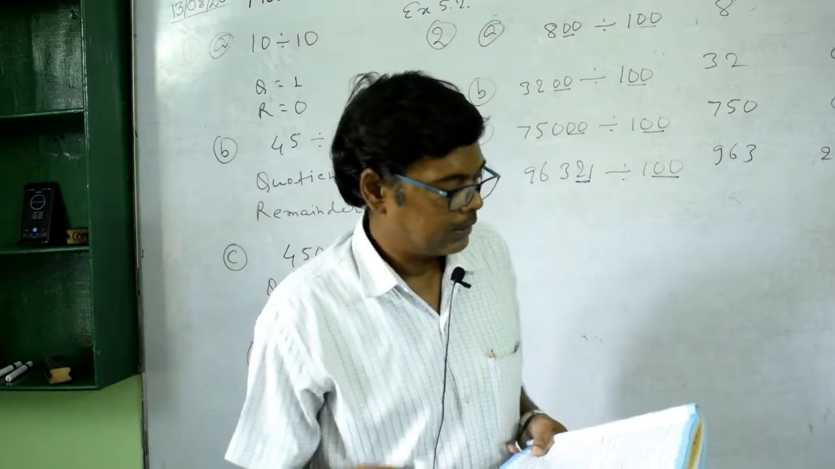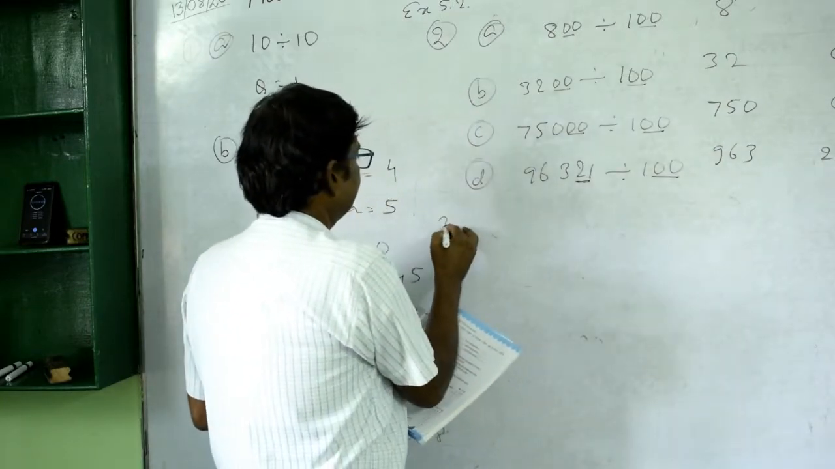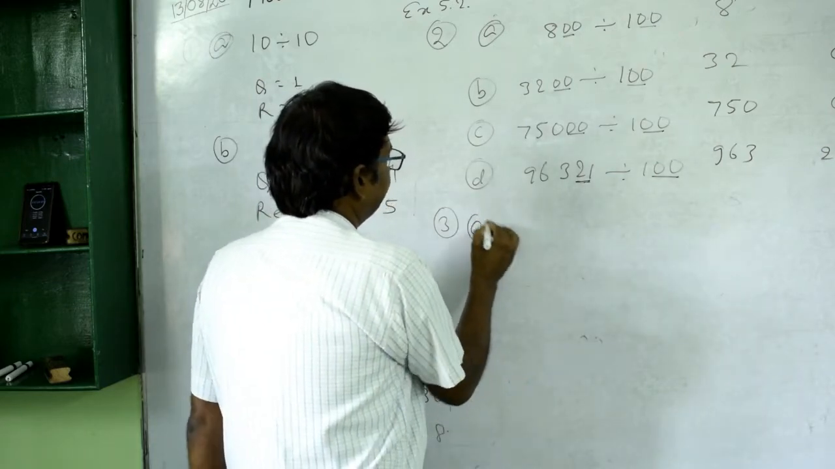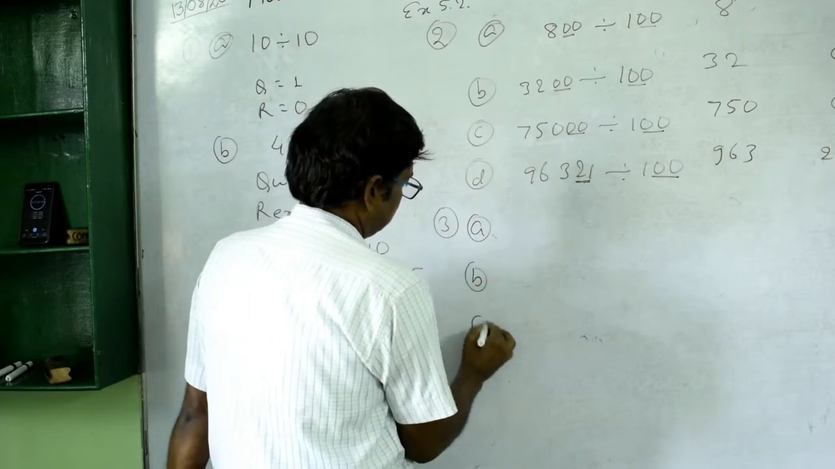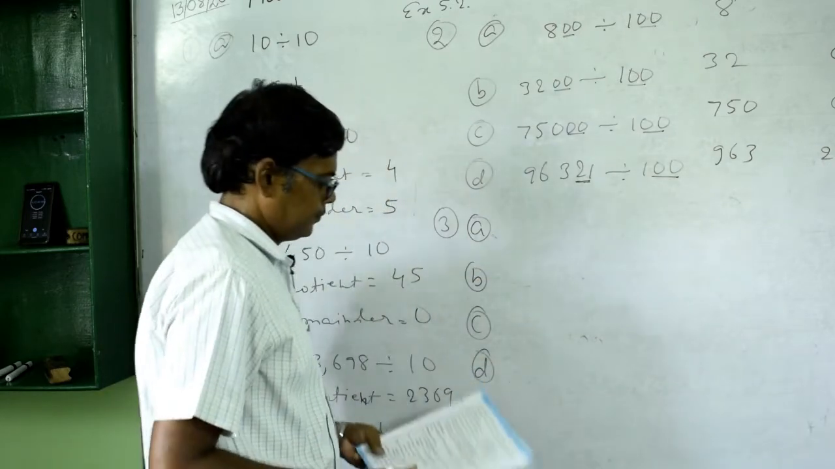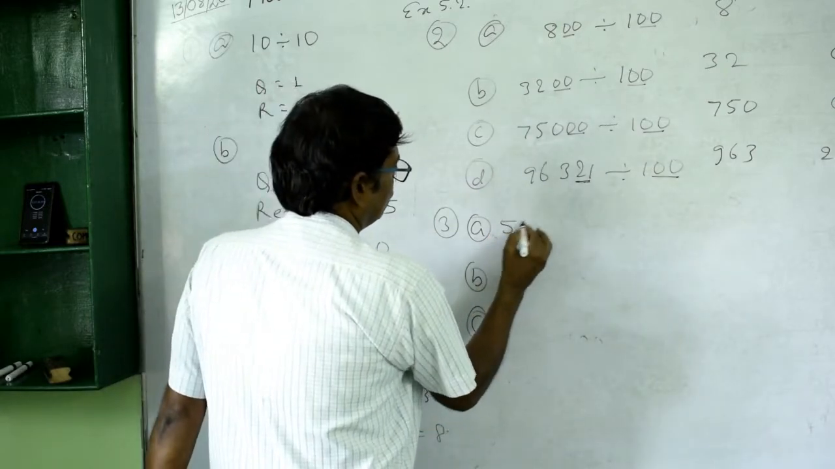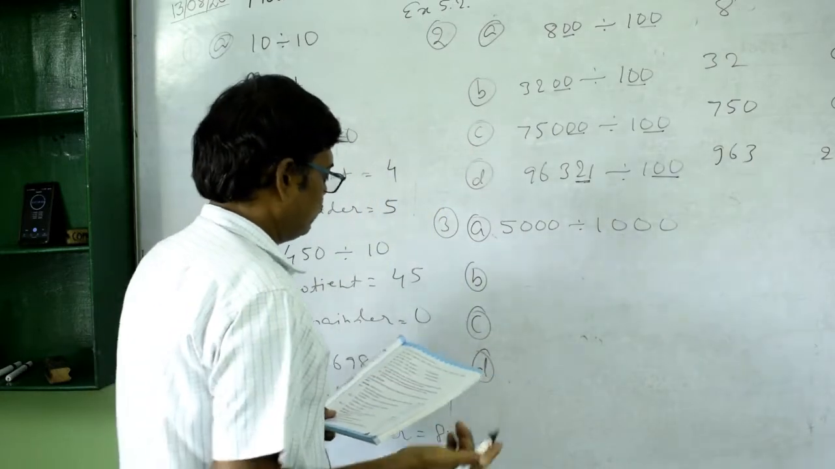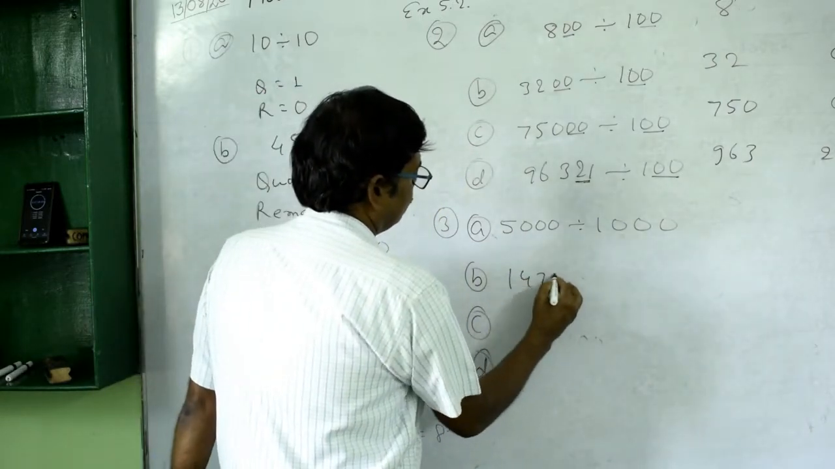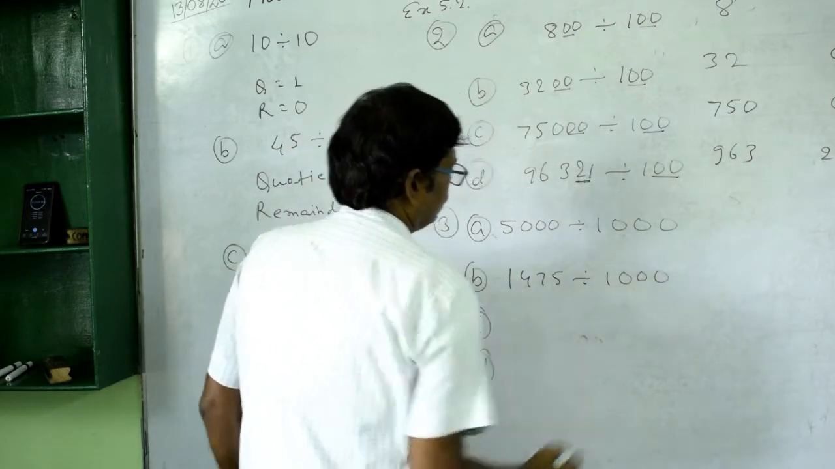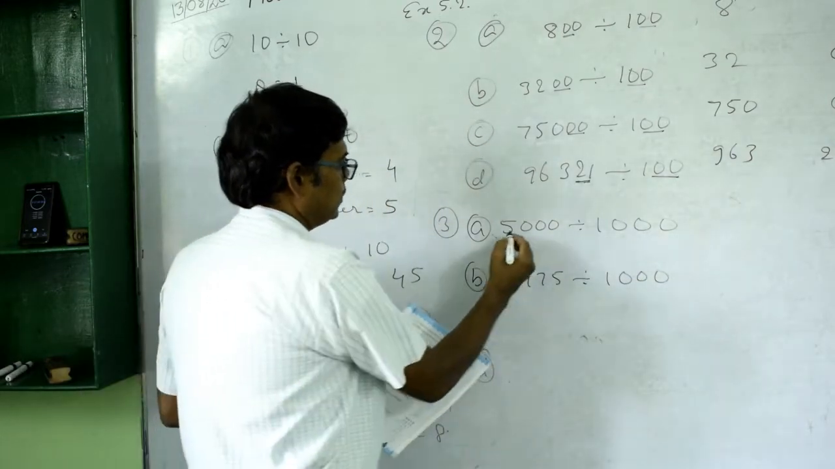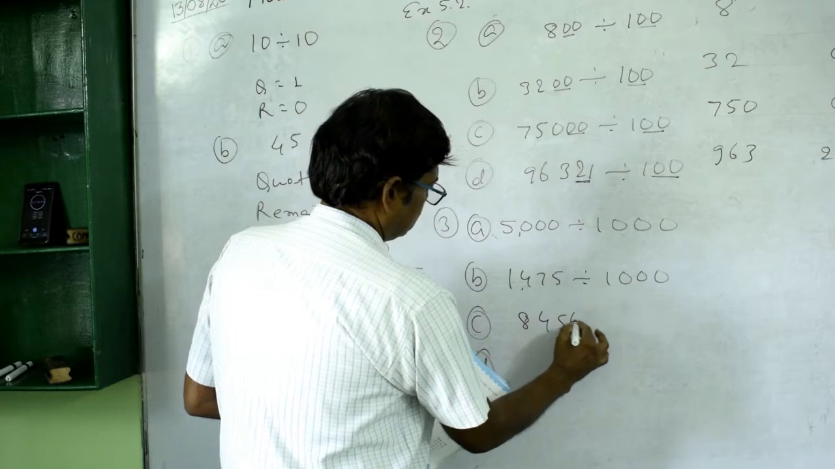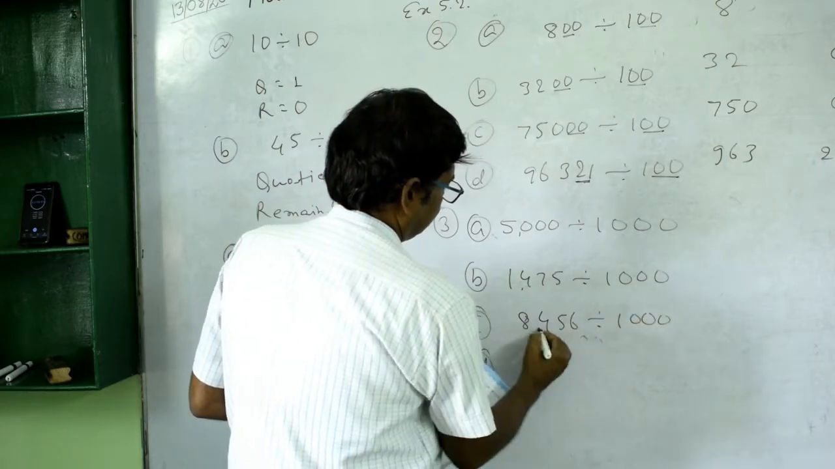So question number 3 again is a similar question. Here I will write the questions, A and B, C and D. The first question is 5,000 divided by 1,000. The next one is 1,475 divided by 1,000. The next one is here, the comma is given, so put the comma, 8,456 divided by 1,000.